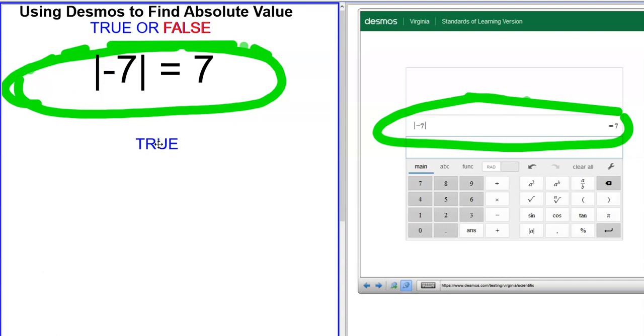And I would expect that you would know that the absolute value of -7 should be a positive value. It's the distance from 0, so it's equal to 7, but you can confirm that using your calculator. All right, let's look at a few more problems.